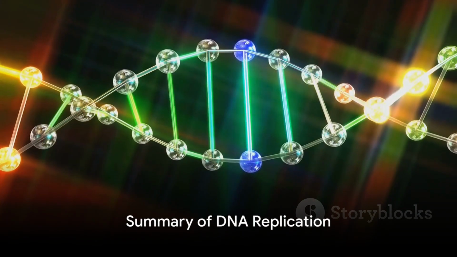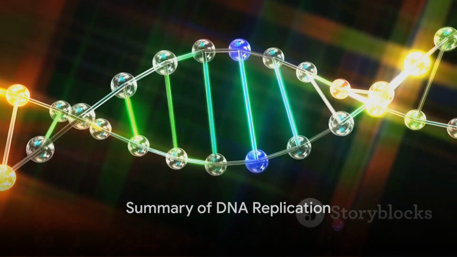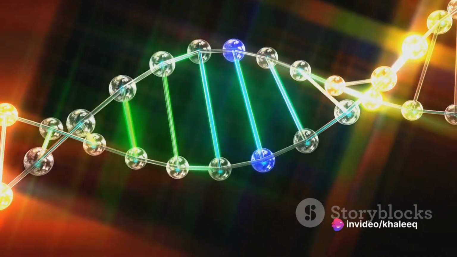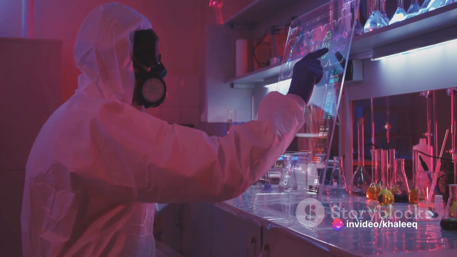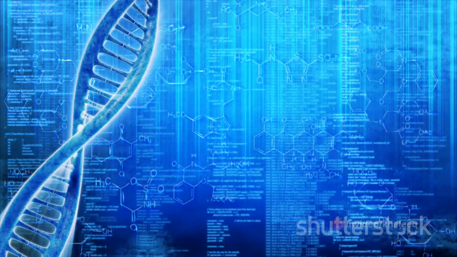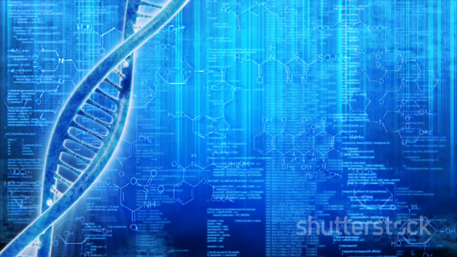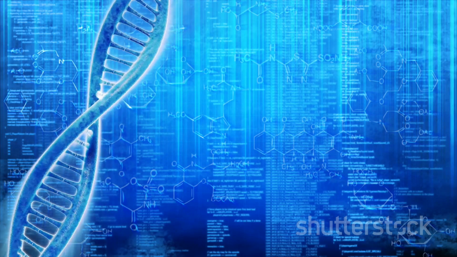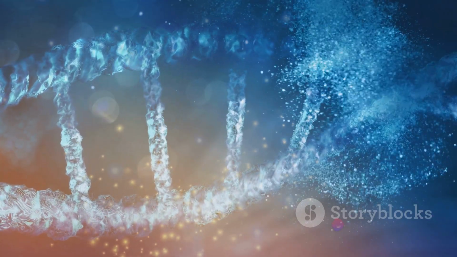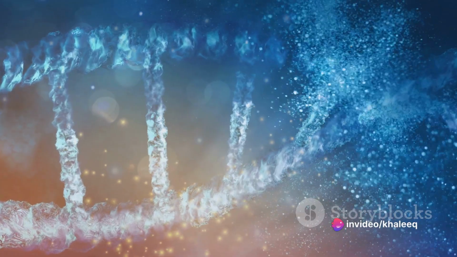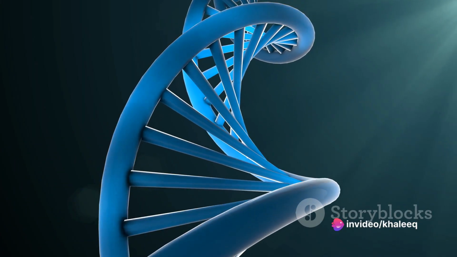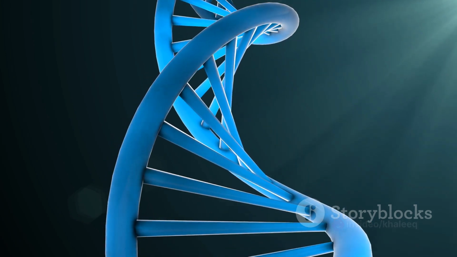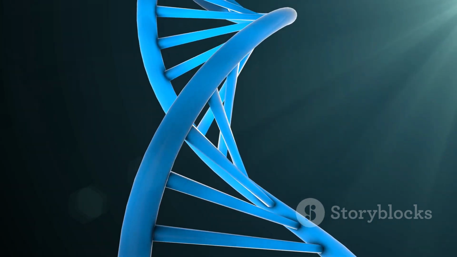In summary, DNA replication is a carefully orchestrated process involving numerous enzymes. It begins with the unwinding of the DNA double helix by helicase. Then DNA polymerase synthesizes new strands from the 5' to the 3' direction. The lagging strand is replicated in fragments, which are later joined by DNA ligase. And to keep everything in check, cells have control mechanisms to ensure DNA is only replicated once per cell cycle.